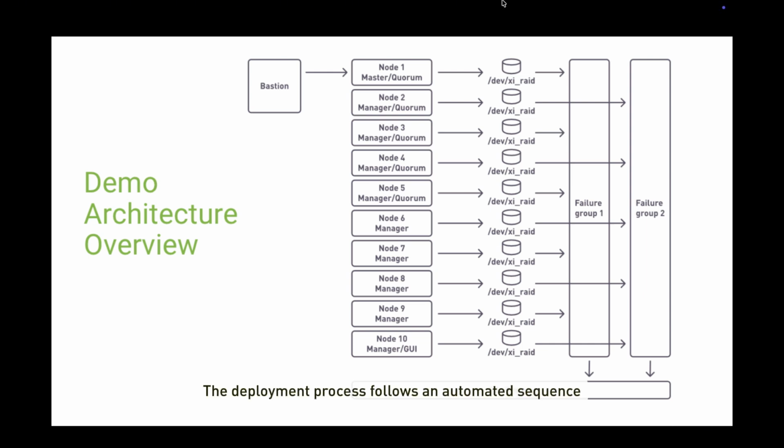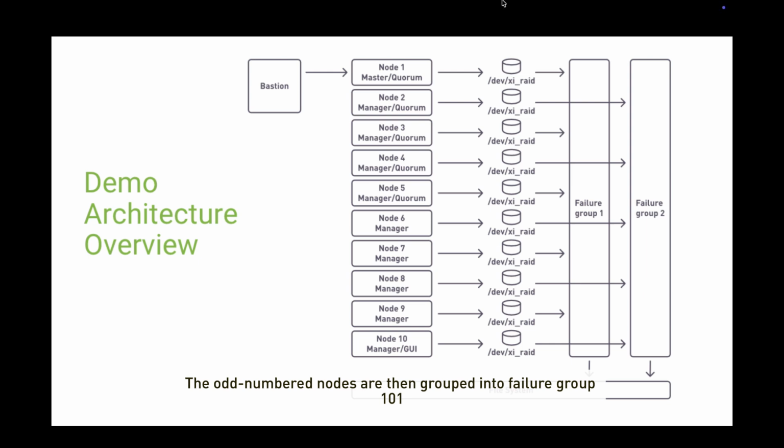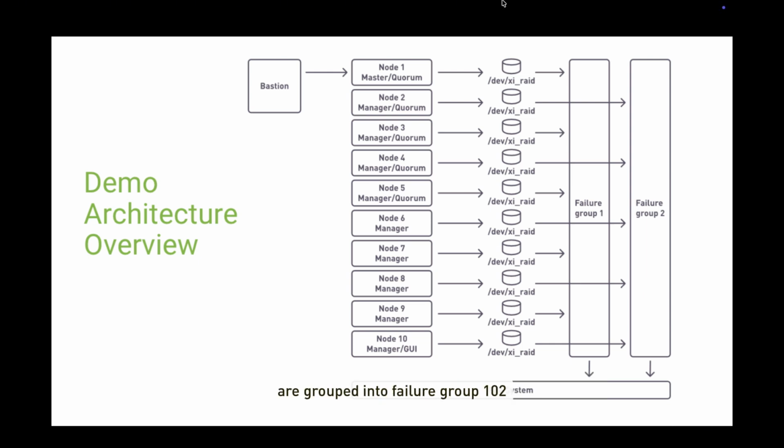The deployment process follows an automated sequence where xiRAID Classic is first deployed on each virtual machine, followed by the rollout of IBM Storage Scale across the cluster. The odd-numbered nodes are then grouped into Failure Group 101, while the even-numbered nodes are grouped into Failure Group 102. Finally, we create a file system through the GUI with data mirrored across both failure groups. This demonstration proves the architecture's correctness and reliability, even within a resource-constrained virtual environment. Let's continue by learning more about xiRAID Classic.